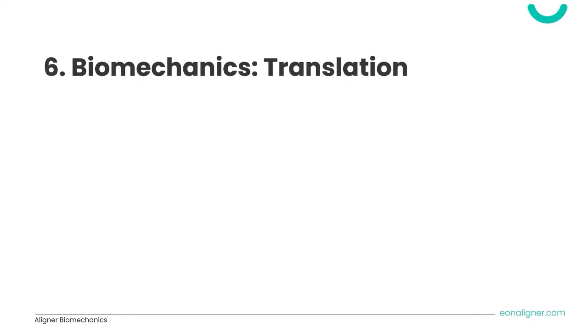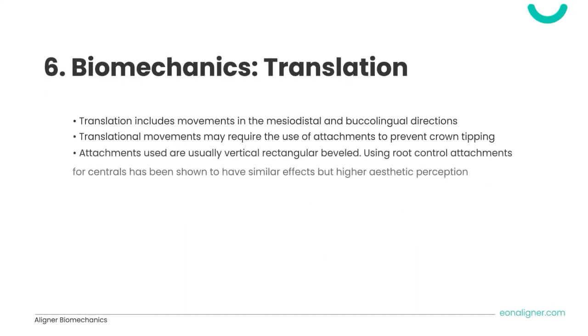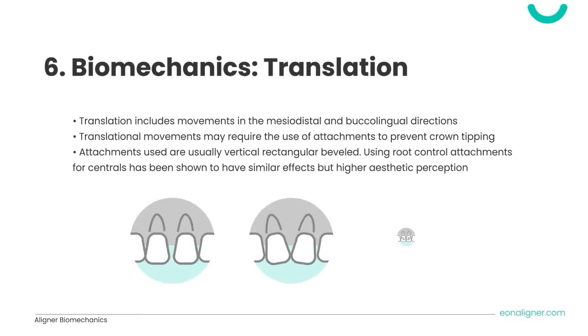The sixth movement we will be discussing in this module is translational movements. Translation includes movements in the mesiodistal and buccolingual directions. We have covered the buccolingual translational movements when we talked about maintaining the torque of teeth. So in the next few slides, we will focus on the mesiodistal translational movements.